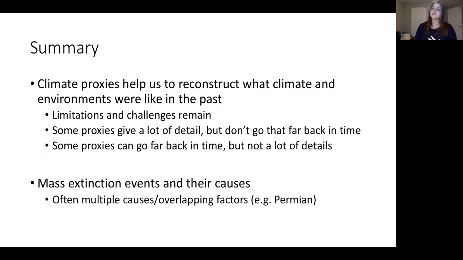And then we talked about mass extinction events. In particular, there are going to be questions on the quiz and the final exam that relate to those big events. So the Permian, those causes, and how that might work as an analogy for today's climate, as well as some of the details associated with the KT boundary event.